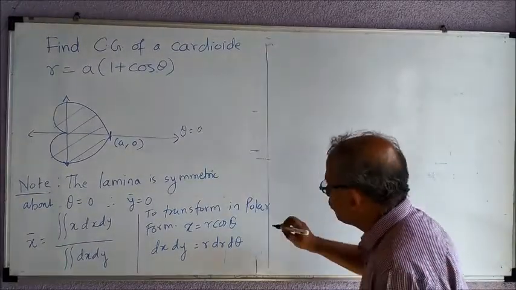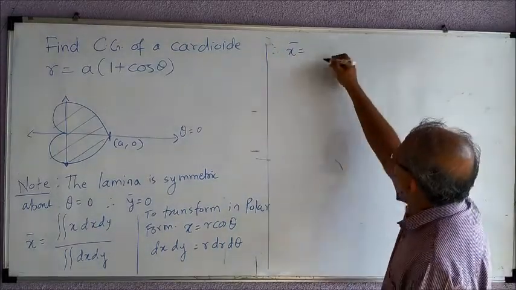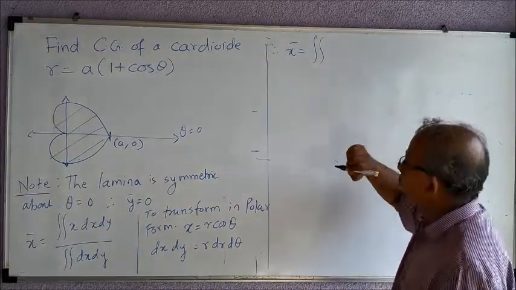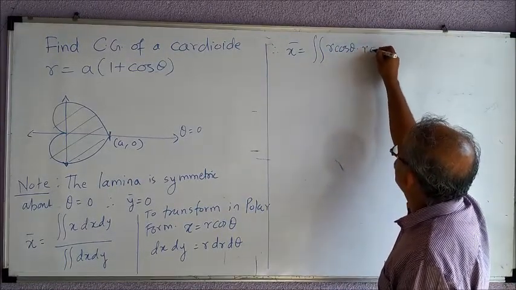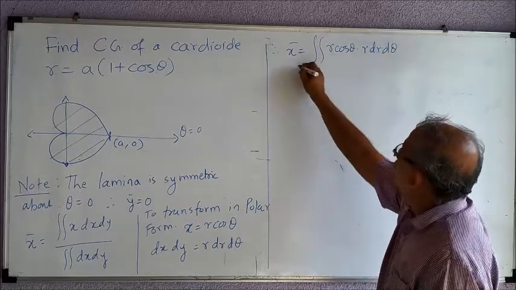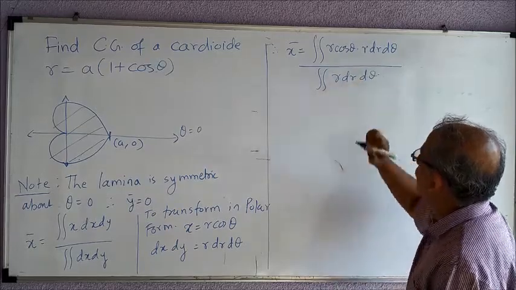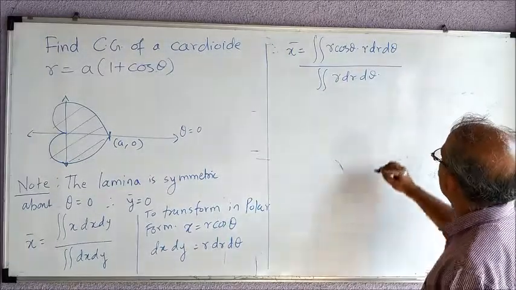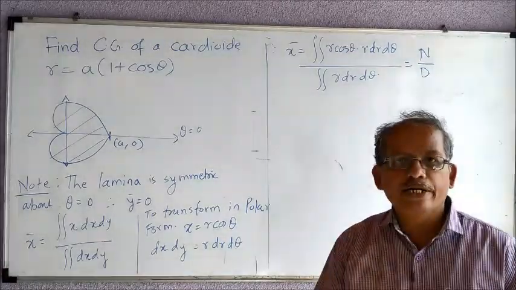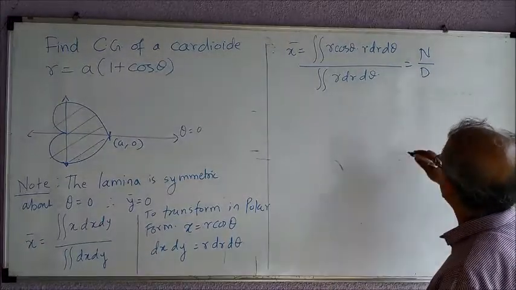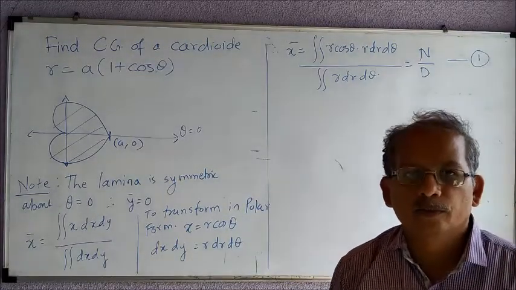So what will our formula be then? Therefore we say x bar is equal to double integration x, which is r cos theta, into r dr d theta, divided by double integration r dr d theta. We will call this the numerator and this the denominator, and we will evaluate them separately, and finally we will put them in equation 1. That will be our final answer.